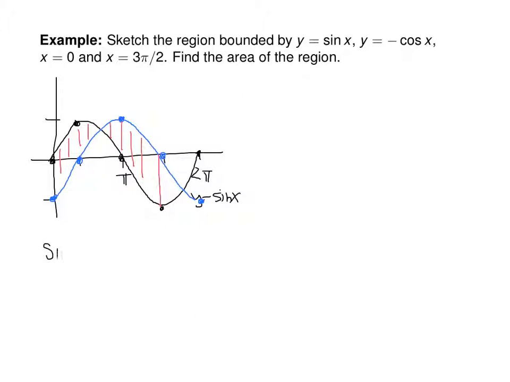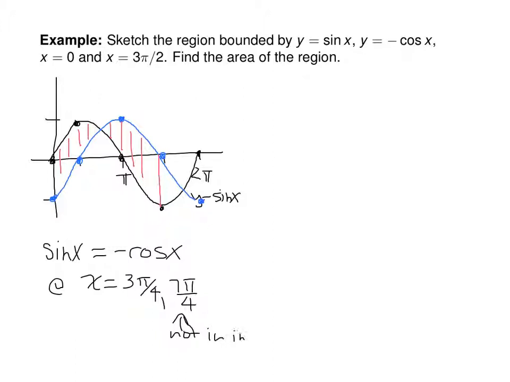So when does sine x equal negative cosine x? That's at x equals 3 pi quarters and 7 pi quarters. But 7 pi quarters is not in my interval. And so what I'll have to do here is find the integral from 0 to 3 pi quarters, and in that case I will do sine minus negative cosine, and then from 3 pi quarters to 3 pi over 2 I'll have to do the opposite thing.